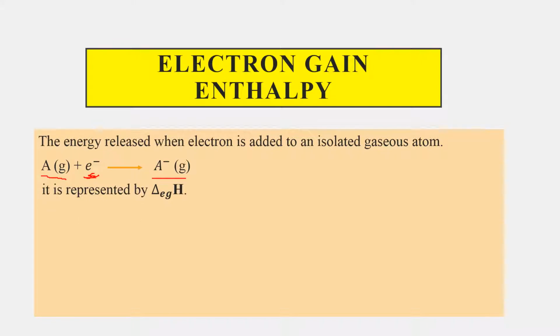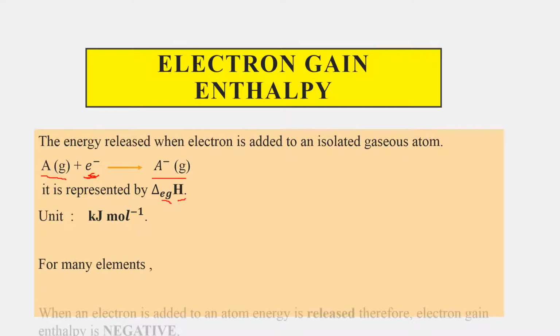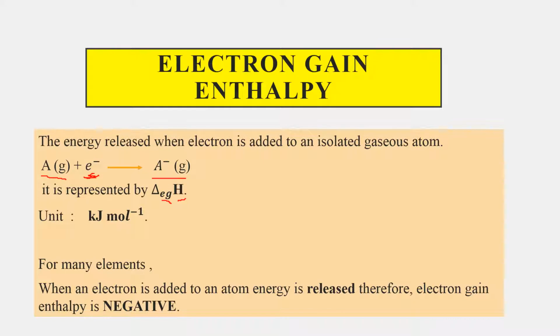It is represented by delta Eg H, where Eg stands for electron gain and H stands for enthalpy. The unit for electron gain enthalpy will be kilojoule per mole. For many elements, when an electron is added to an atom, since energy is getting released, the electron gain enthalpy is always negative. On gaining an electron the energy is released, which means the electron gain enthalpy value will be negative.